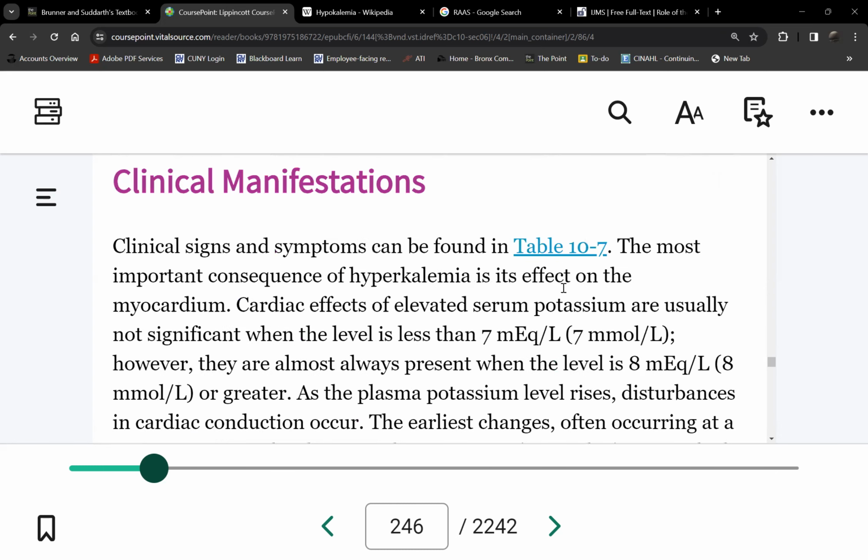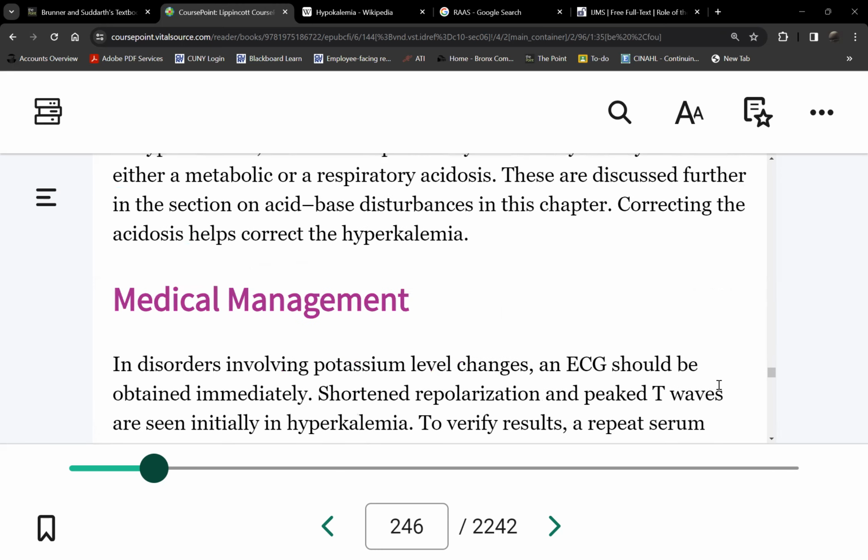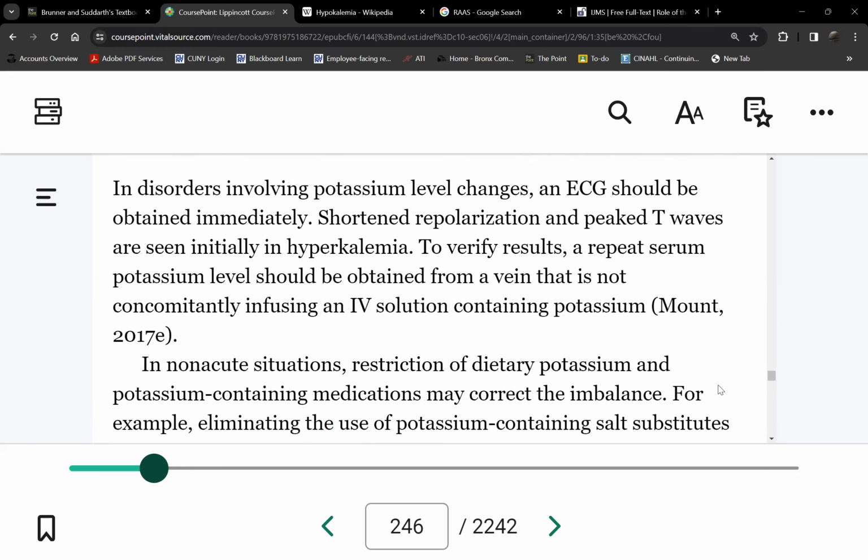So let's go to manifestations. We looked at table 10-6. So let's go to management now. The decision to either shift or eliminate it depends again on the level. How bad is the hyperkalemia? Do we want to lower it fast? Of course we would want to, but considering the cause, let's say the cause is kidney injury, can we fix that kidney injury fast?